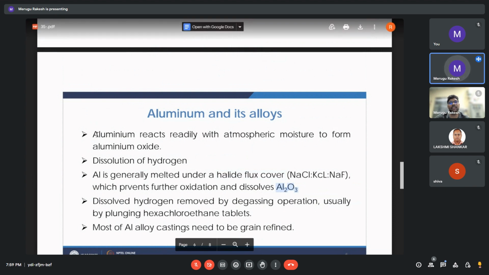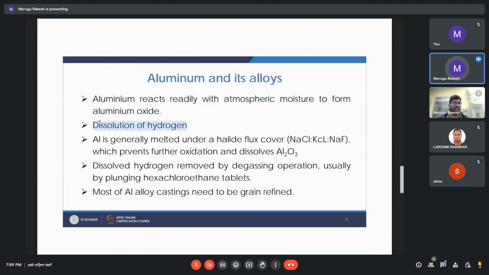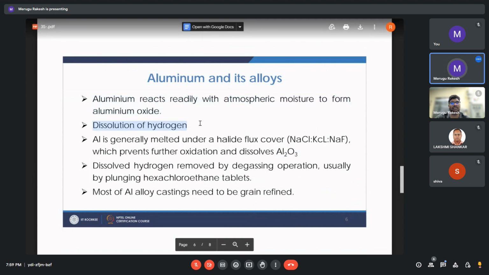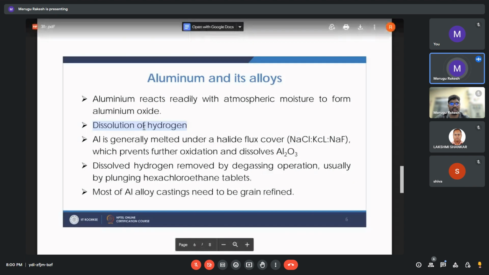Aluminum is very famous for its reactivity with the atmosphere. It will readily react with the atmosphere and form an oxide layer, and it will dissolve hydrogen very readily. Hydrogen porosity is the main defect in aluminum castings, whatever the casting you do. Either you do high pressure die casting or normal gravity die casting, this porosity is there in every case.